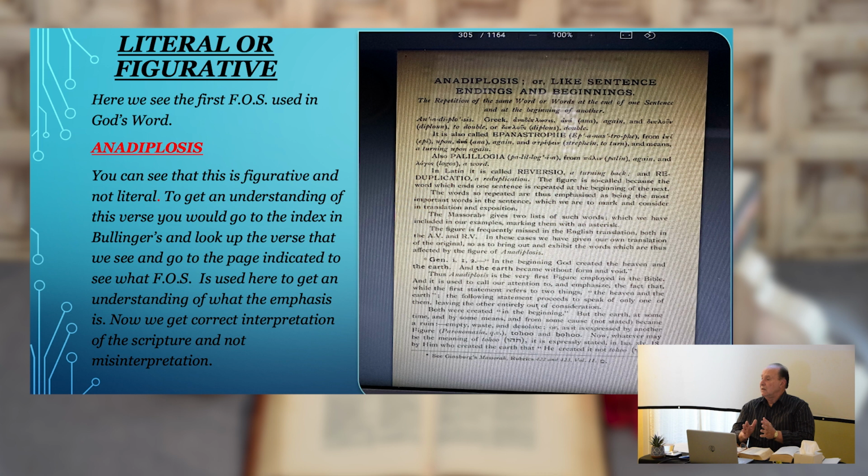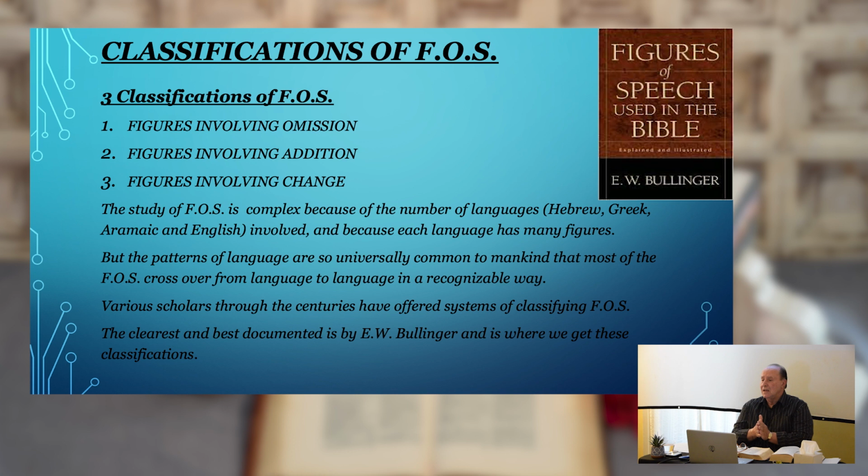The last thing that I want to cover is the classifications of figures of speech. And again, Bullinger. Where did I get that from? Well, I went to the beginning, and right there, it says, summary of classification. Wow, this is my speed. And then it lists the three classifications of figures of speech. And we're going to look at them briefly. We could spend a long time going into all the different figures of speech, but we're going to look at a couple of each of the classifications.